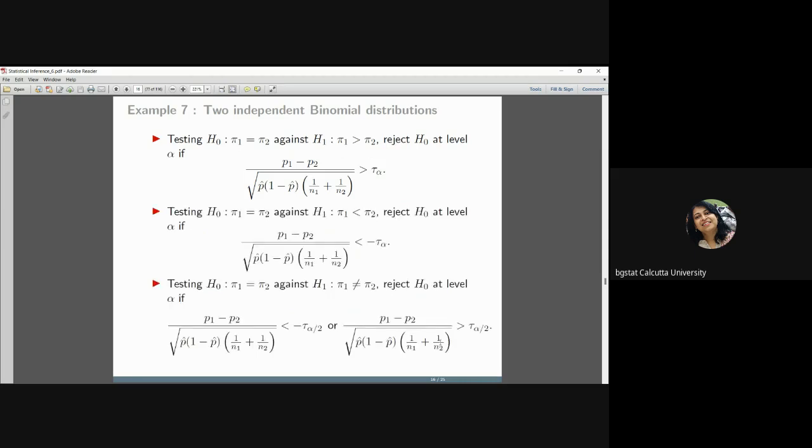The critical regions are obtained as you would for the normal test. So if you're testing pi 1 greater than pi 2, my critical region is test statistic greater than tau alpha. If you're testing pi 1 less than pi 2, it's test statistic less than minus tau alpha. And if I'm simply testing pi 1 not equal to pi 2, then it's test statistic less than minus tau alpha by 2 or greater than tau alpha by 2.